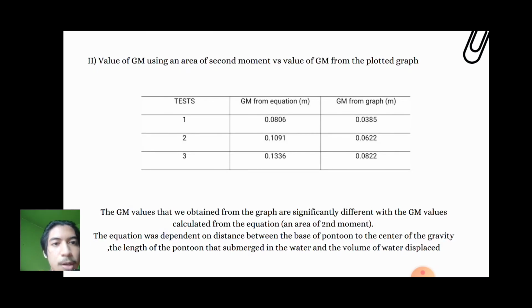The GM values that we obtain from the graph are significantly different from the GM values calculated from the equation. The equation was dependent on the distance between the base of the pontoon to the center of gravity, the length of the pontoon that is submerged in the water, and the volume of water displaced. You can see the differences of the GM.